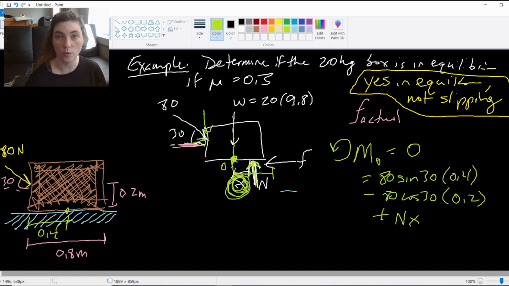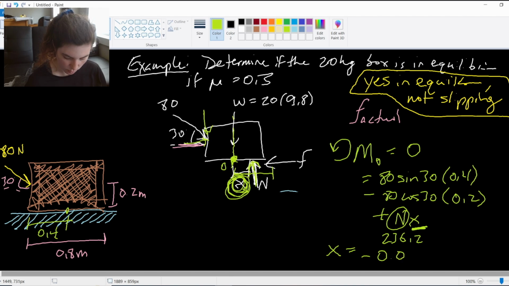Now my normal force, I know. We already found that earlier in our problem. We found that the normal force was 236.2. So that's the value that we're going to be using, and we're solving for the x value. That's what we care about, that x location. And here, when I type all this into my calculator, I get that x is negative 0.009 meters. So 9 millimeters to the left of the center of gravity.